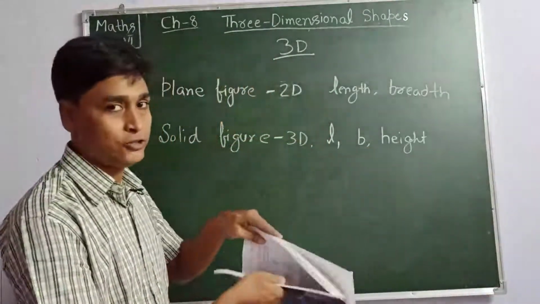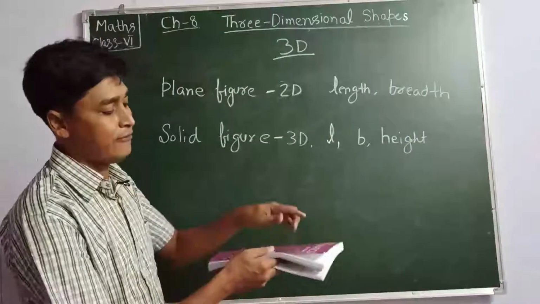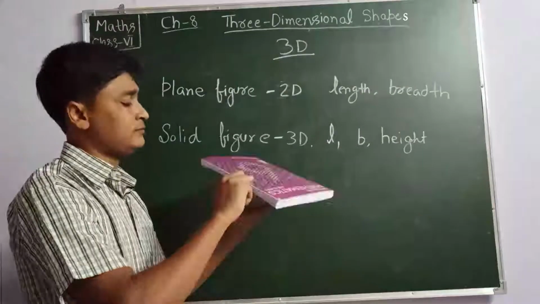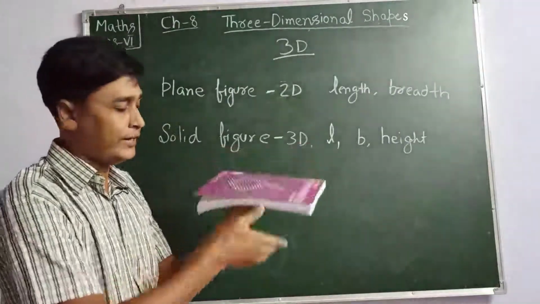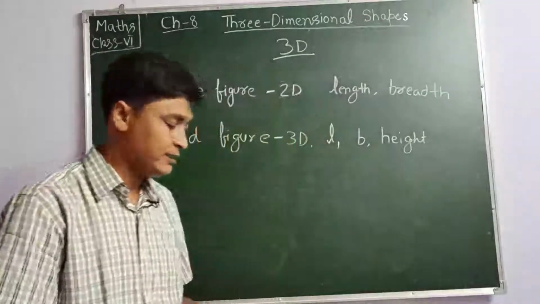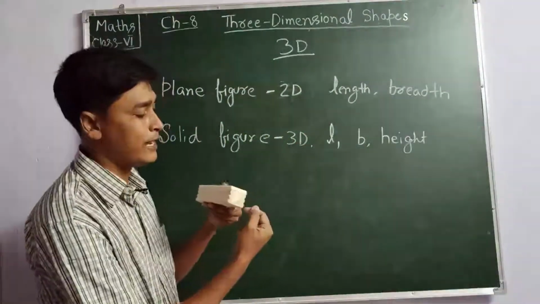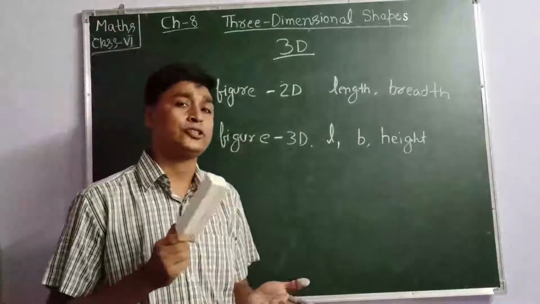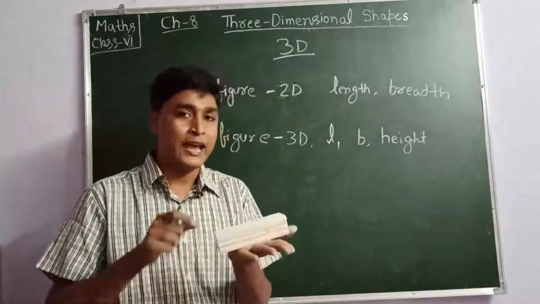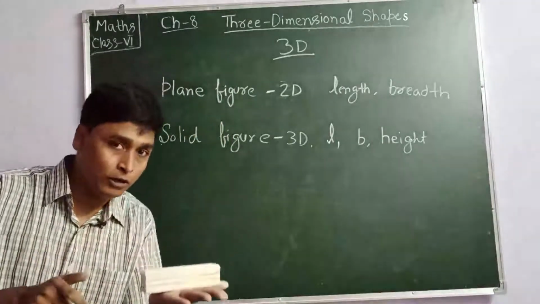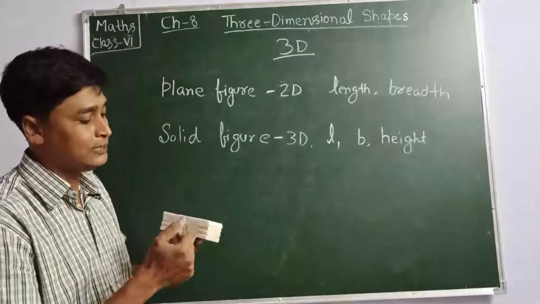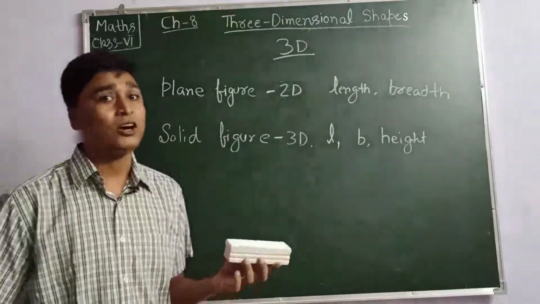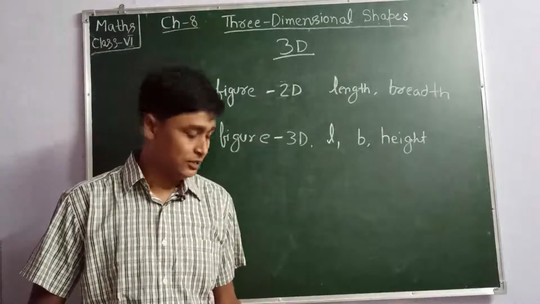An example is your book. It has a length, a breadth, and some height also. Another example, this duster has a length, a breadth, and a height also. So a solid figure which occupies space has a surface area and a volume, and having length, breadth and height, is called 3D, or 3-dimensional shapes.